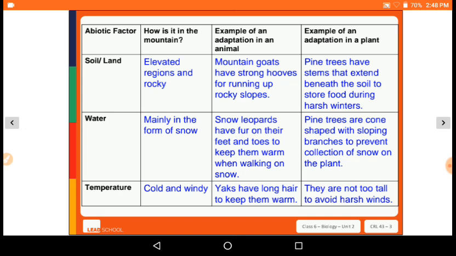And in plants, the pine trees have stems that extend beneath the soil to store food during the harsh winter. And for water, the pine trees are cone shaped with sloping branches to prevent the collection of snow on the plant. And for the temperature factor, they are not too tall, to avoid the harsh winds.